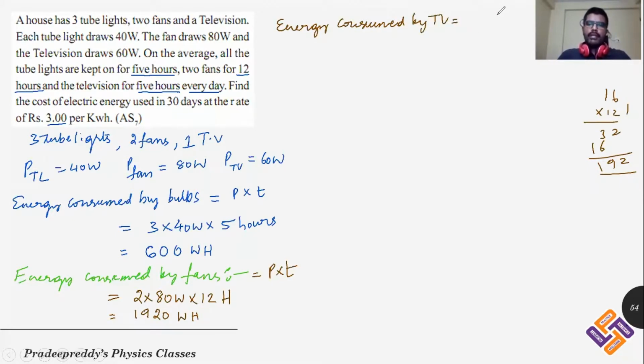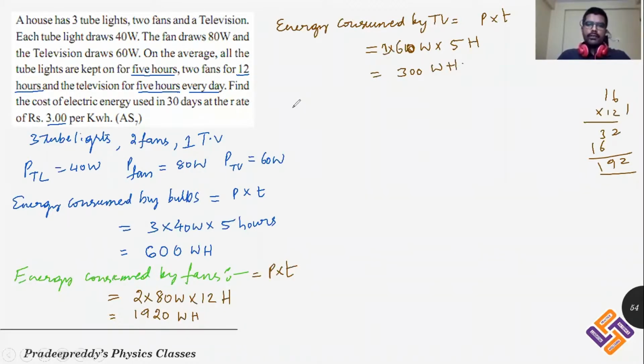Energy is equal to power into time taken. The power of the TV is 60 watt. There is only one TV, so it is 1 into 60 watt, and it is used for 5 hours. This is equal to 300 watt hour.